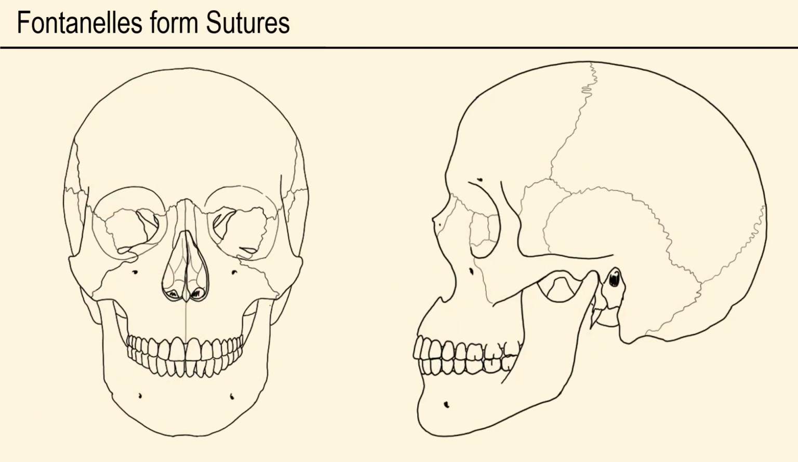The fontanelles form sutures. The coronal suture forms over the frontal fontanelle. The coronal suture is seen on both lateral and superior sides of the skull. It is formed at the junction between the parietal bones and the frontal bone. It runs horizontally across the superior part of the skull. In the middle, it intersects with the opposite coronal suture and the metopic and sagittal sutures. The coronal suture usually fuses around 2 years old and ossifies completely at around 24 years of age.